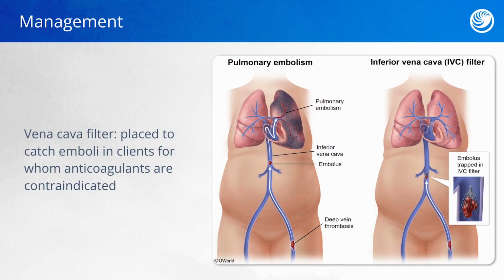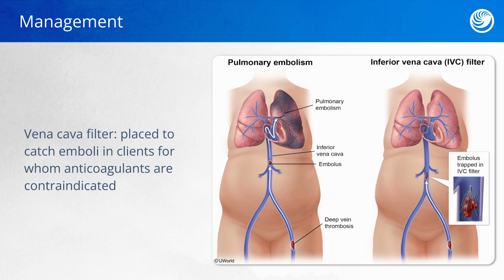Now, unfortunately for some clients, anticoagulants are going to be contraindicated. These can be clients who have a recent GI bleed, hemorrhagic stroke, or a condition such as hemophilia. In these clients, we really can't prevent the clots, but we can catch them. A vena cava filter can be placed to catch the emboli in these clients.